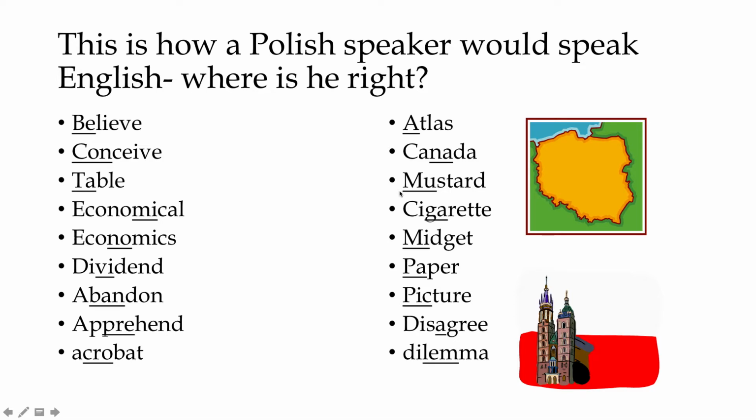A word like mustard fits the Polish stress assignment pattern, the second to the last syllable, or economics, the second to the last. But they might say ekonomical, ekonomickie in Polish, right? So it would be the second to the last.